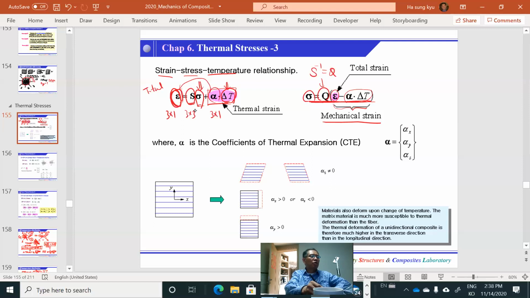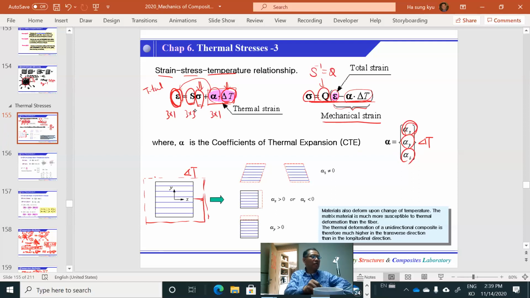Now, a new material property, alpha. Alpha has three terms, meaning in each direction: x direction, y direction, and shear angle. So in other words, let's say we have a delta T. We apply the heat, delta T. No mechanical load, only heat. What will happen? Well, it will deform something like this way, this much, right? Okay, let's assume this much.